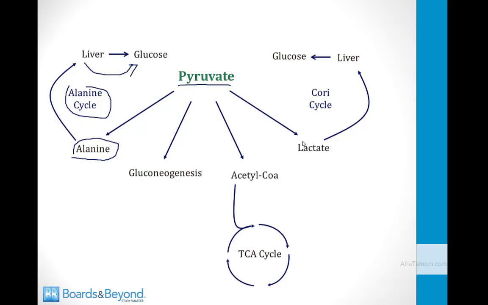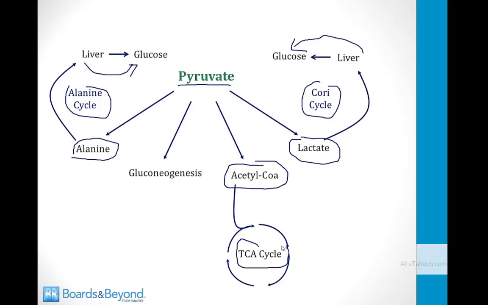Pyruvate can also be converted into lactate by anaerobic metabolism, and lactate from skeletal muscles and red cells can be secreted into the plasma, and then it can go back to the liver where it's converted to glucose. This is called the Cori cycle. The highest energy yield in terms of ATP from pyruvate comes by converting it to acetyl-CoA and sending acetyl-CoA into the tricarboxylic acid cycle, and we'll talk about that in a separate module. But another potential fate for pyruvate is to use it to go backwards via gluconeogenesis.